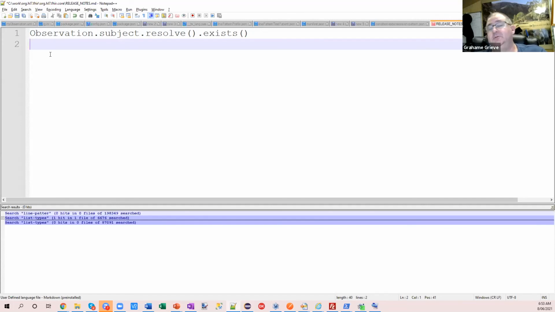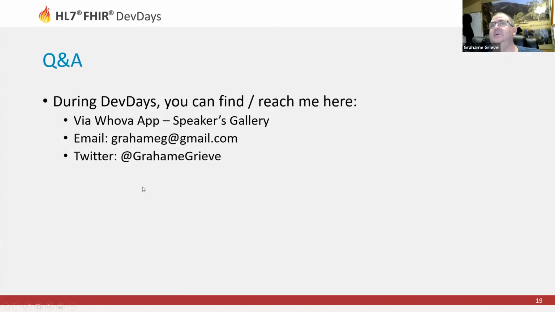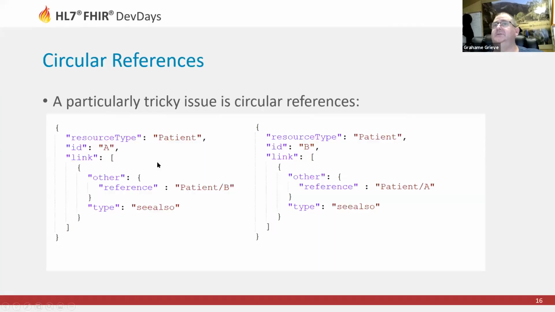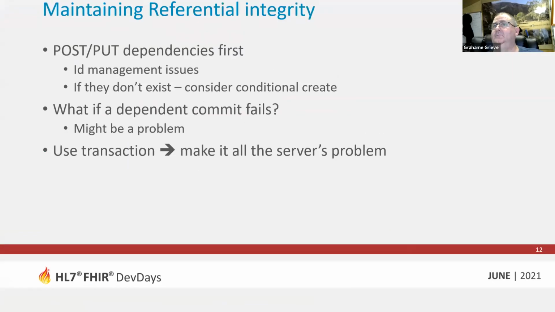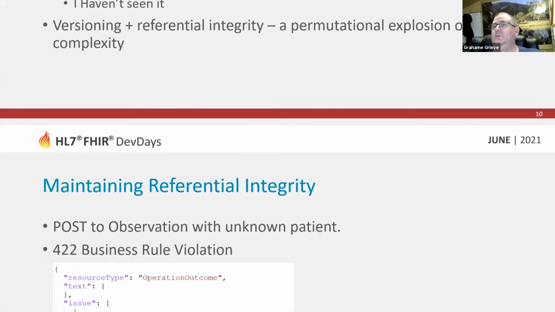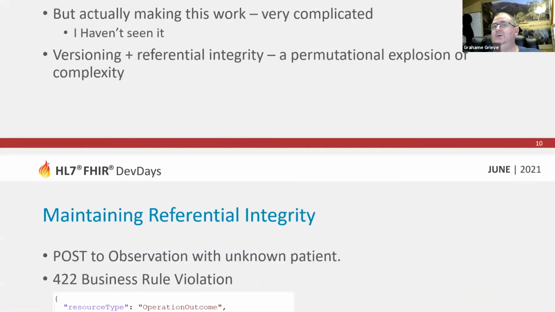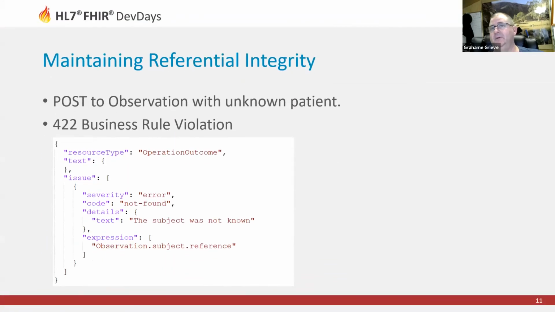The validator will always fail because it doesn't have access to the API. Long story, making this work. It's research. So the theory is yes, but the practice is no. Subject not found. All right, back to my slides. I think it was this, subject not found.